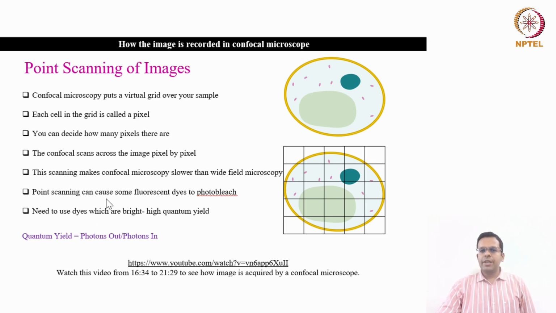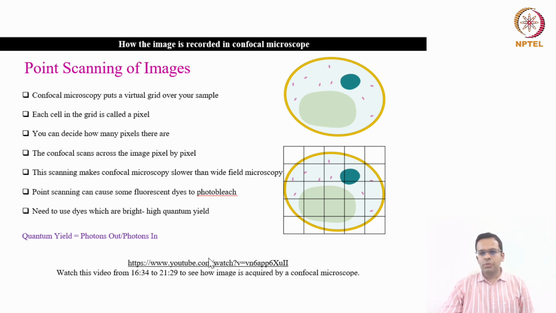Point scanning can cause some fluorescent dyes to photobleach. So that is one of the disadvantages. Sometimes because of this point scanning, some of the fluorescent dyes photobleach faster. And you need to use dyes which are bright. Generally for confocal microscopy, you need bright dyes, because you are illuminating just one point on your sample. If your dye is weak, then you cannot see fluorescence in the confocal microscope.